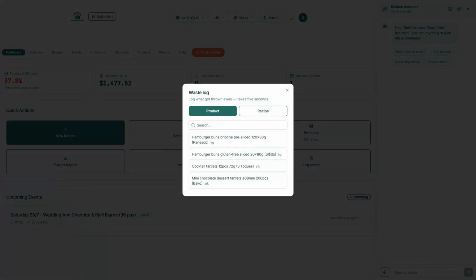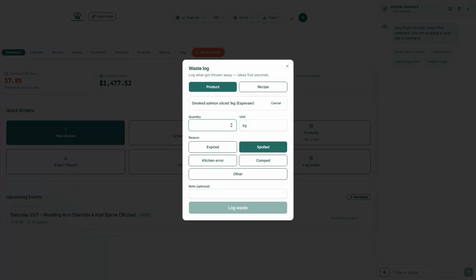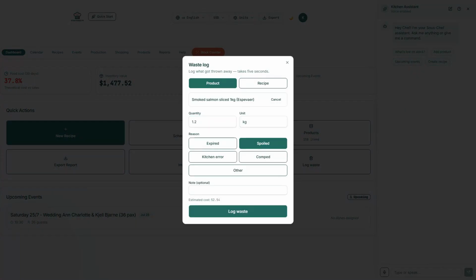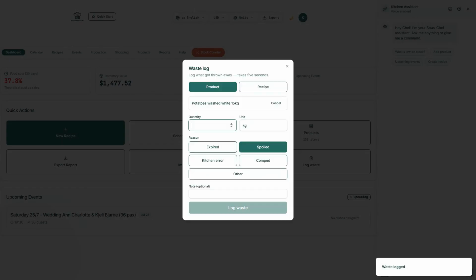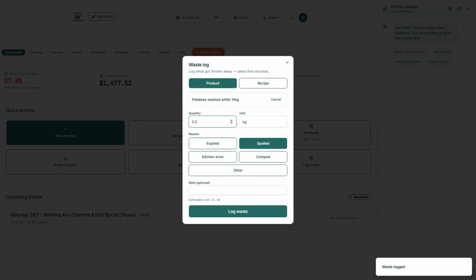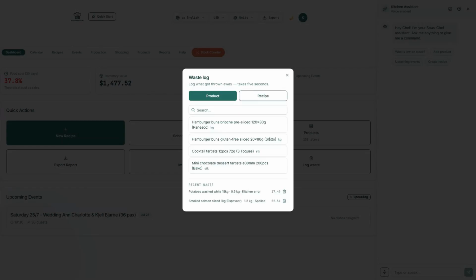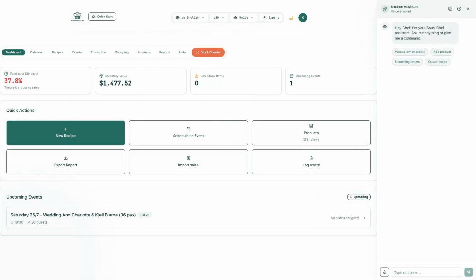The second action, waste. When something gets thrown out, it's logged on the spot: product, quantity, and reason. That data is what builds the Reports tab. At the top, menu profitability in 3 figures.